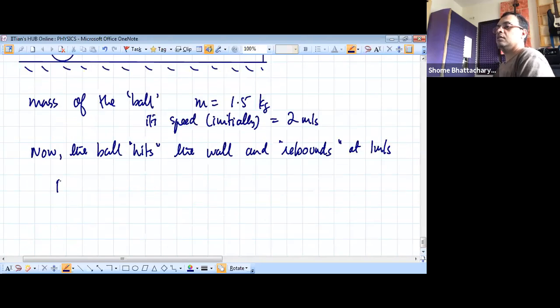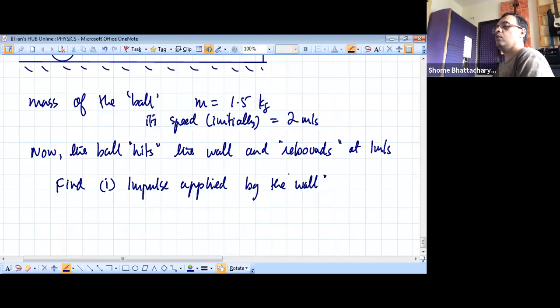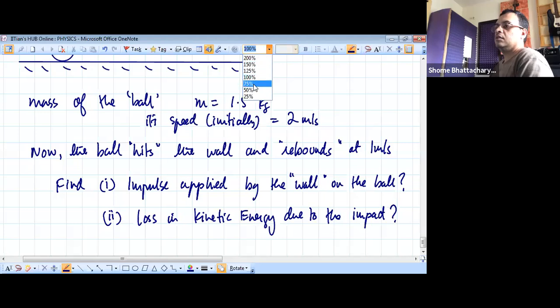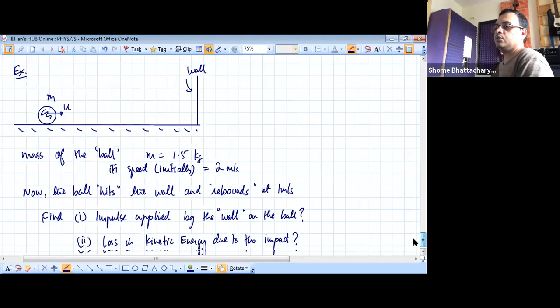So find the impulse applied by the wall on the ball, and second, the loss in kinetic energy due to the impact. During the impact, what is the loss in kinetic energy? So just take down the question first. I'll explain this question, then we'll do a couple more questions.